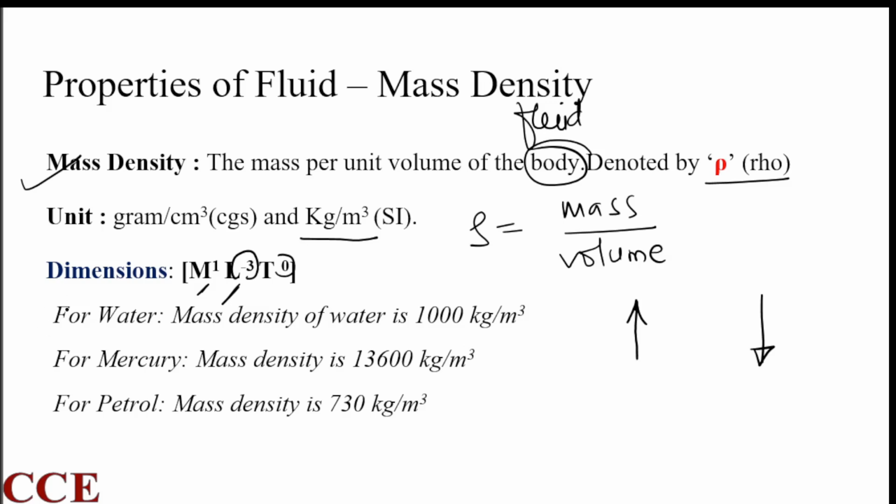For some familiar liquids, the mass density, or simply density, values are 1000 for water, 13,600 for mercury, and 730 kilogram per meter cube for petrol.